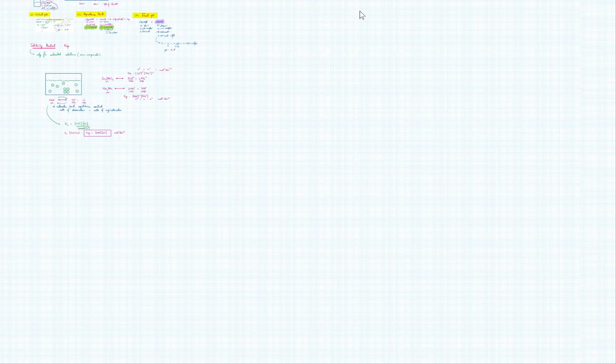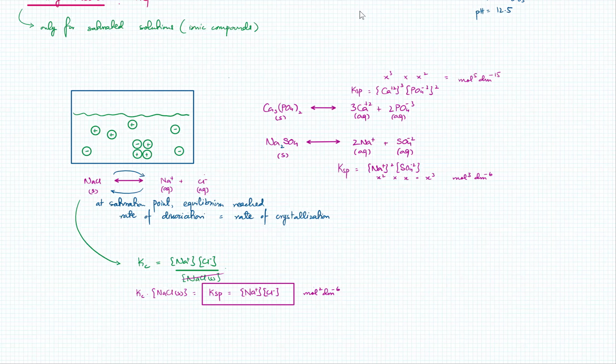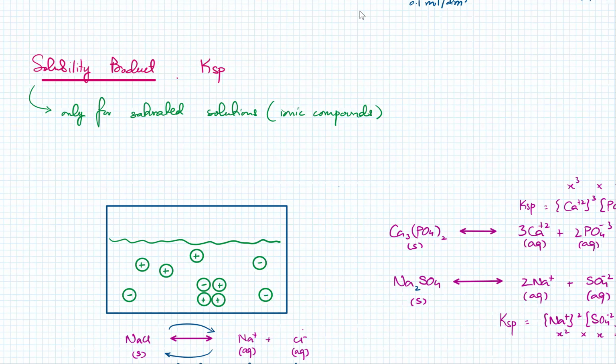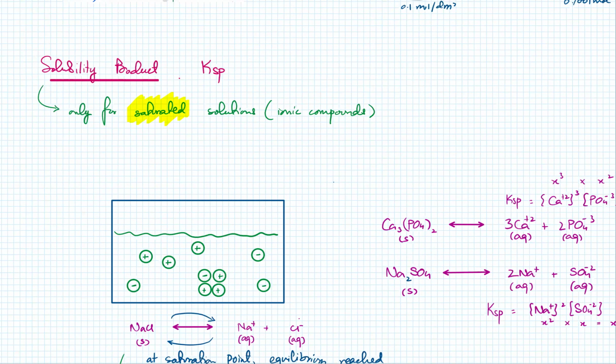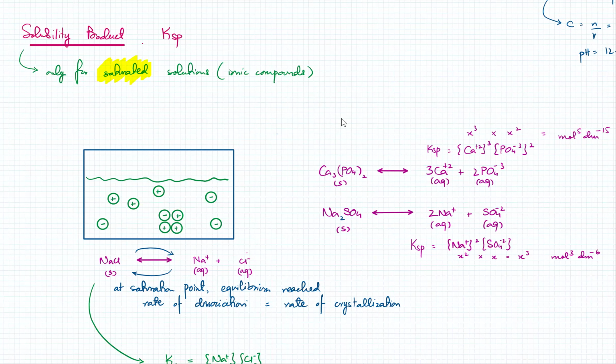Quick recap. We are pretty much done with solubility product, Ksp. I told you that it was important that Ksp is only applied to saturated solutions, and it was only limited to ionic compounds. They are at equilibrium. The ionic compound was dissolving, but at the same time it was also recrystallizing, so it was in equilibrium under saturated conditions.